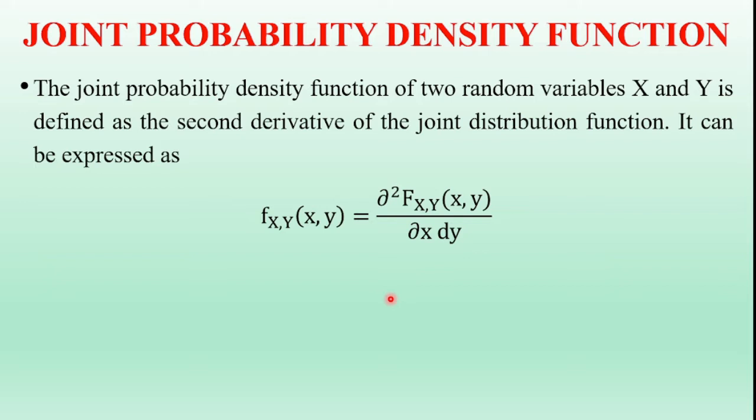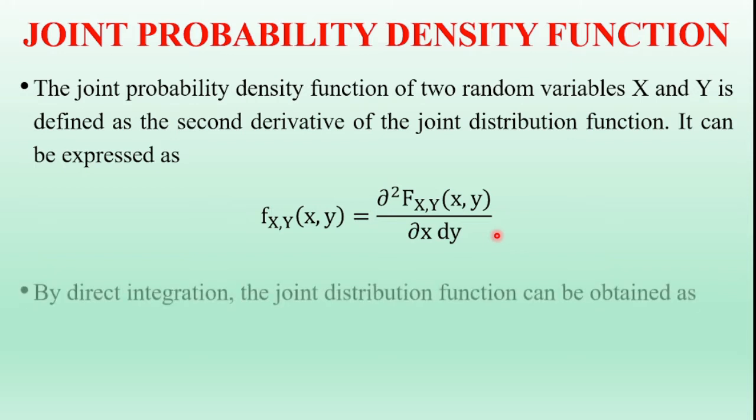Mathematically, it can be expressed as small f_XY(x, y) equals ∂² by ∂x ∂y of capital F_XY(x, y). Small f_XY(x, y) is the joint probability density function of random variables capital X and capital Y. Capital F_XY(x, y) is the joint distribution function of the random variables X and Y. So this is the definition, in words and in mathematical expression, of the joint probability density function of the random variables X and Y.